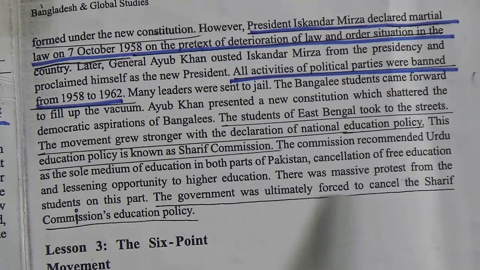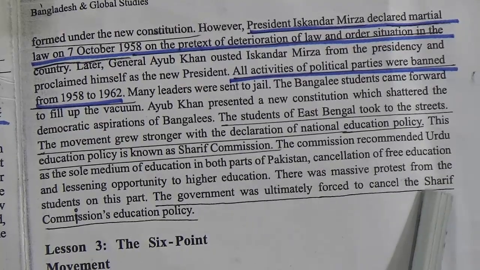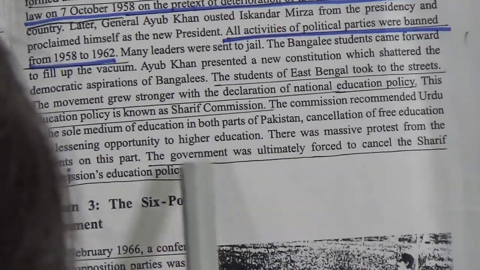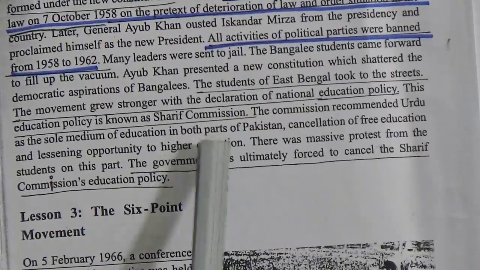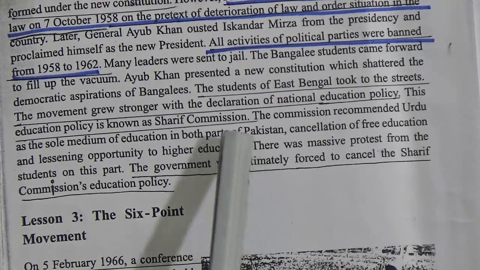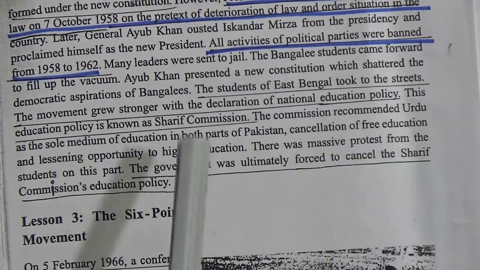The government was ultimately forced to cancel the Sharif Commission's education policy because of the students' movement. They cancelled it because it was an injustice to East Pakistan at that time.